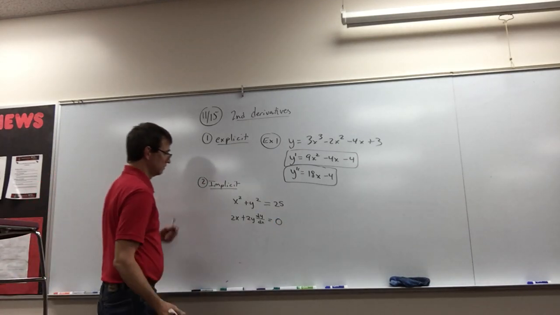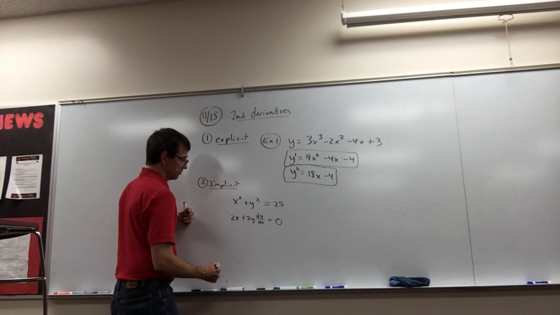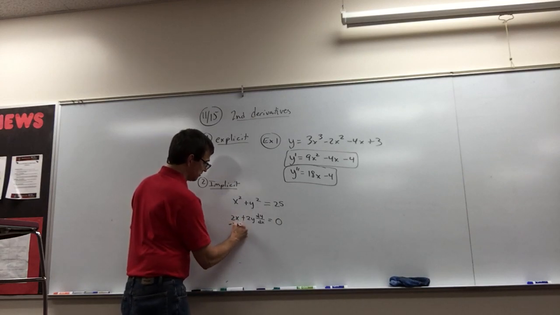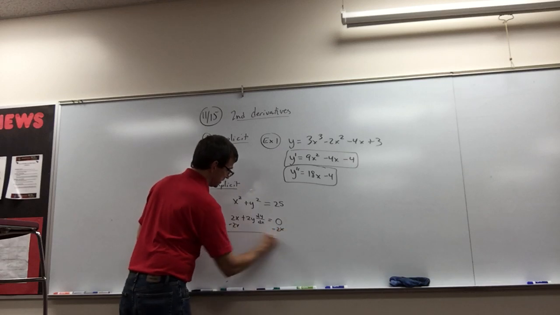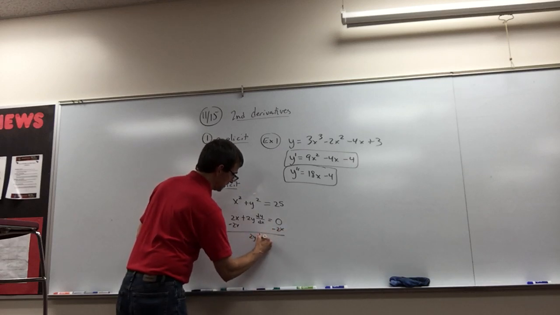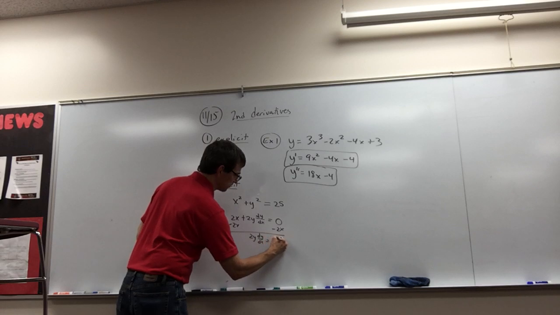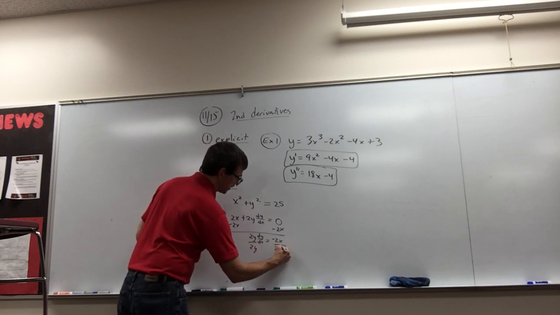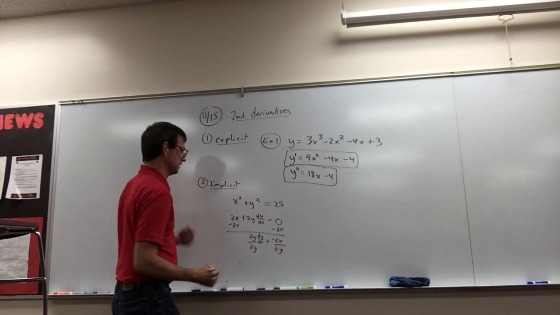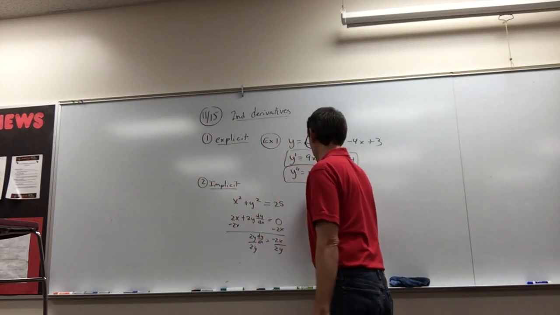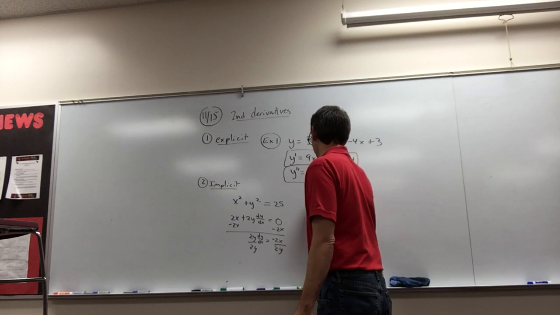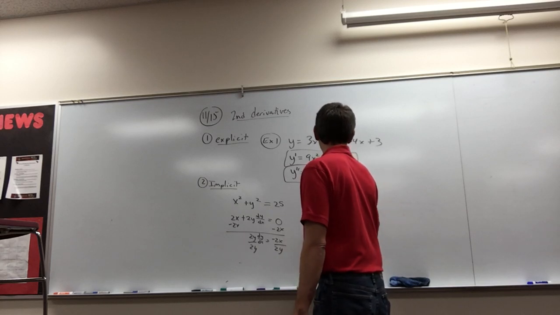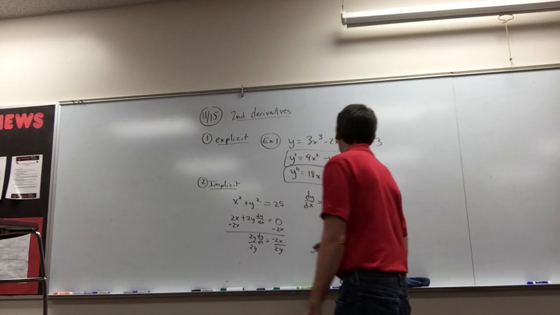So now what we do is we solve for dy/dx just like we have in the past. So I subtract the 2x, and I end up with 2y dy/dx equals negative 2x. I divide by 2y. Now I would recommend, if you can simplify when you're doing these, you want to try to simplify. So dy/dx equals negative x over y.